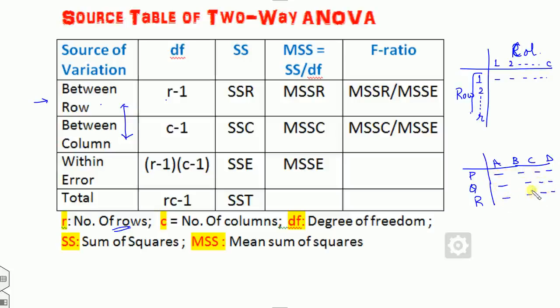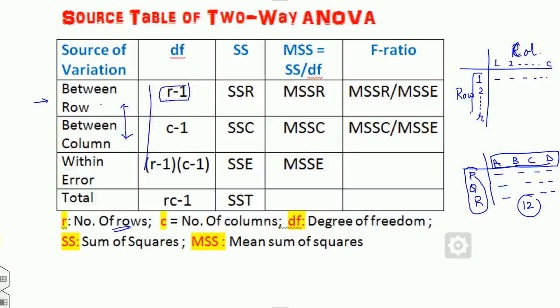So how many observations are there? 12. How do you find that? Number of rows 3 multiplied by 4. Because in the two-way ANOVA, all the rows have the same number of observations, or you can say no element is missing in any cell. So our task is to compute this.